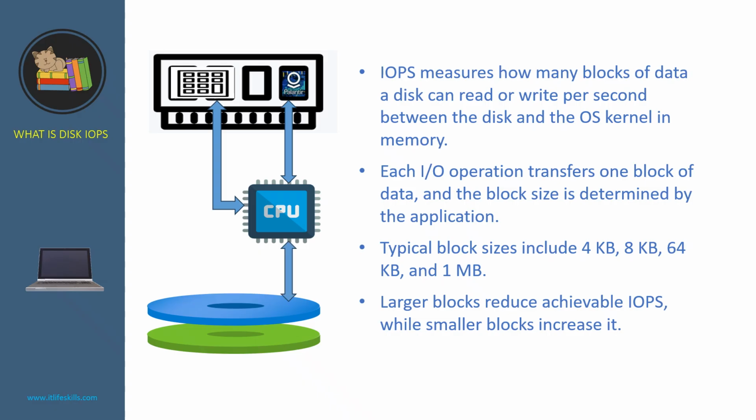So IOPS measures how many blocks of data a disk can read or write per second between the disk and the OS kernel in memory. Each I/O operation transfers one block of data, and the block size is determined by the application. Typical block sizes include 4 kilobytes, 8 kilobytes, 64 kilobytes, and 1 megabyte. Larger blocks reduce achievable IOPS, while smaller blocks increase it.